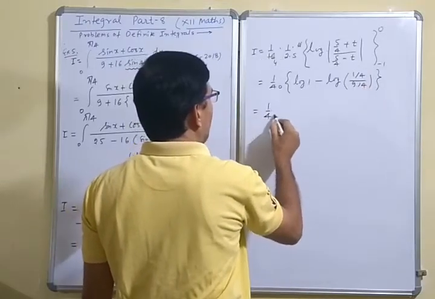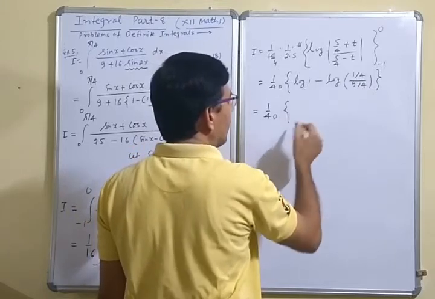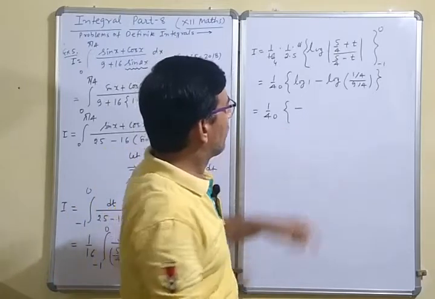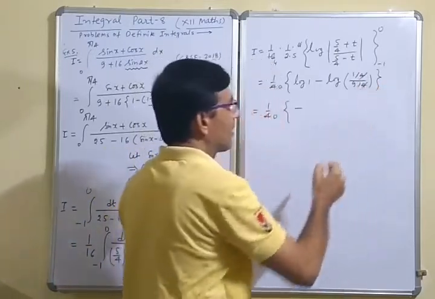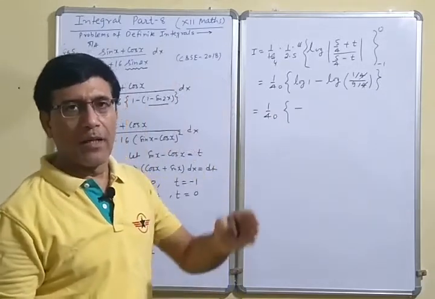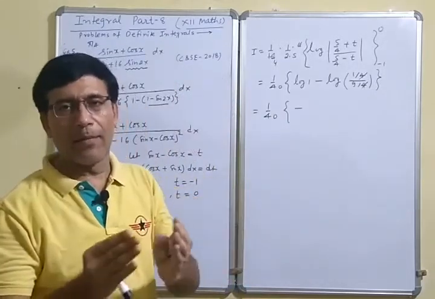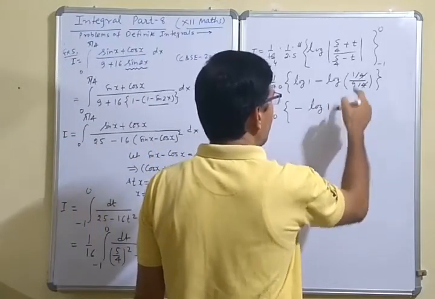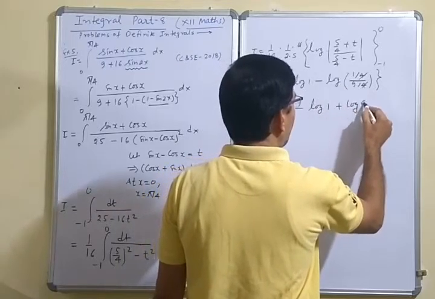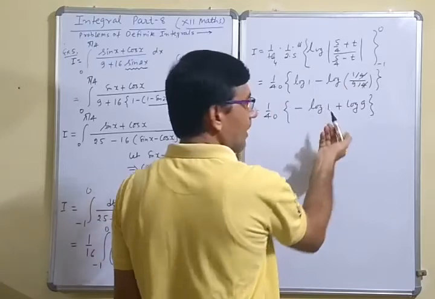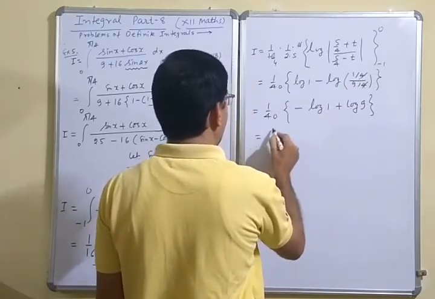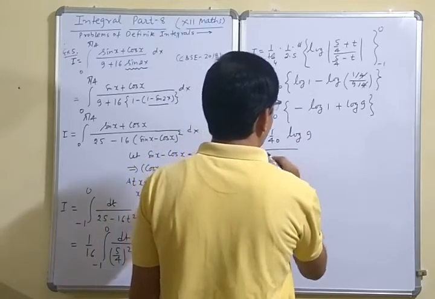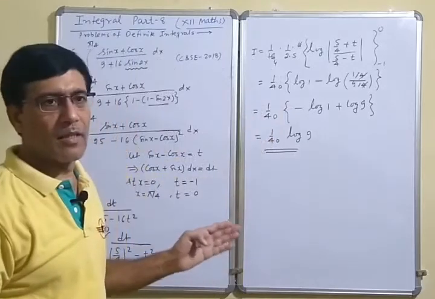Now this is 1 upon 40, log 1 is 0, minus, here we will apply the formula, the 4 cancels out, the denominator cancels out. Now this is log 1 upon 9. Log a upon b is equal to log a minus log b, we will use this formula. So what it becomes: minus log 1 and plus log 9. Log 1 is again 0, so what it becomes is 1 by 40 log 9. That is the required solution of this example.